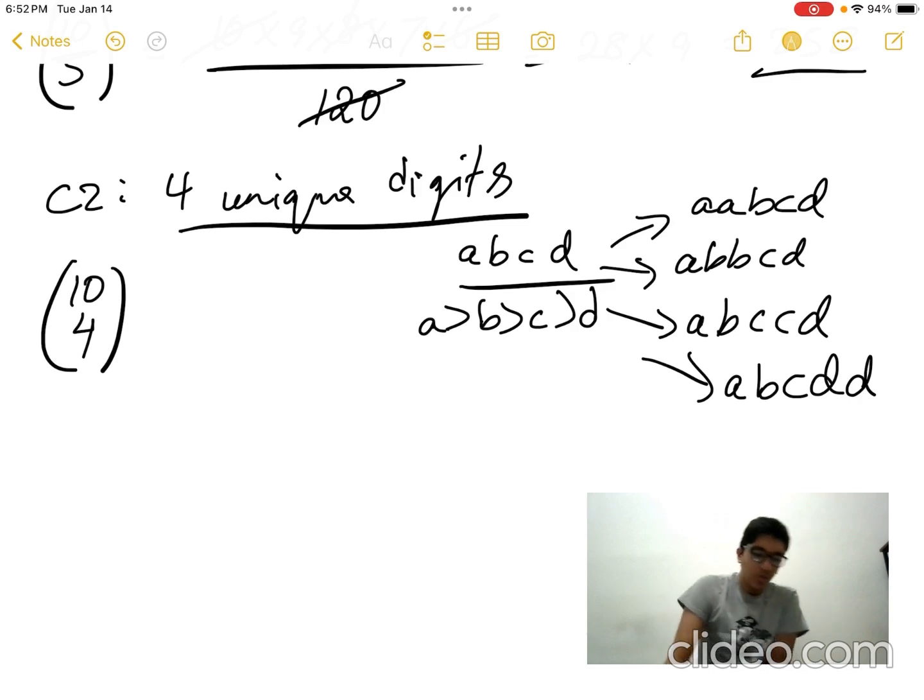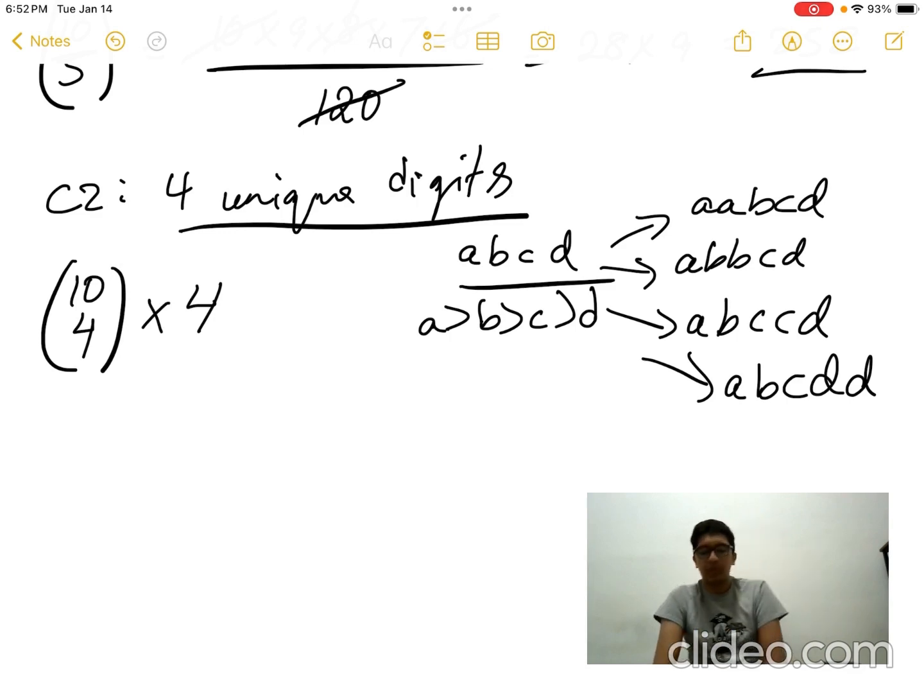So we have 10 choose 4 ways to select four digits from the 10 that we were given. But for each of those 10 choose 4 ways, there are four ways to repeat one digit. We can repeat the first digit, the second digit, the third digit, or the fourth digit. So in reality, we have 10 choose 4 times 4 different five-digit numbers whose digits are in non-increasing order from left to right and have 4 unique digits.